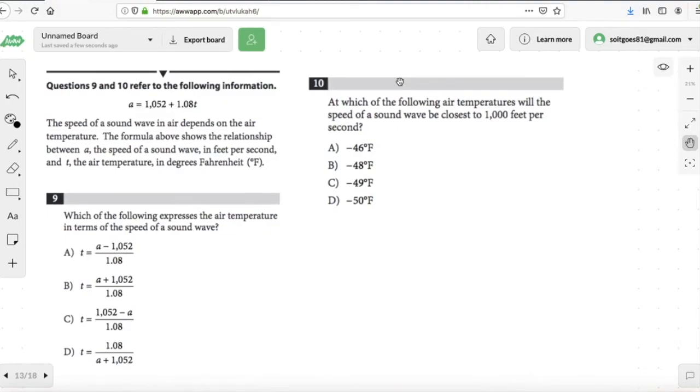We don't. What are we solving for here, Ariane? The temperature when the sound wave will be 1,000 feet per second. Yeah, absolutely. The air temperature when the speed of a sound wave, right? Remember, air temperature is T, and the speed of a sound wave is A, right? So when the A is closest to 1,000 feet per second. Well, they give us the equation up here, right? How can we just plug in values to find the right answer?